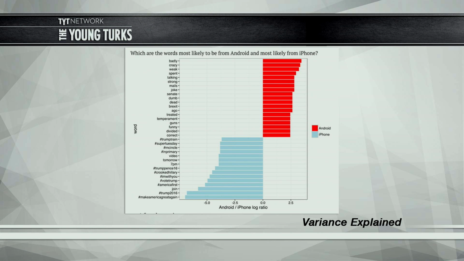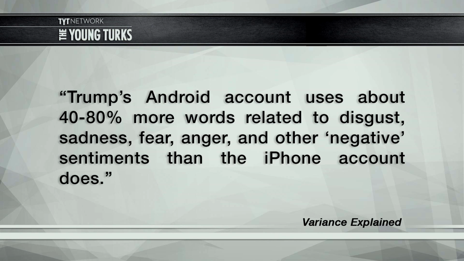And in fact, they found that Trump's Android account uses about 40 to 80% more words related to disgust, sadness, fear, anger, and other negative sentiments than the iPhone account does. Now, the iPhone account does try to look like Trump sometimes. It'll use the word sad at the end of a tweet, but the rest of the tweet is way too happy and well-adjusted to actually have been the man himself. So why does this matter? It's because apparently that Android account has been used less and less, and fewer of the tweets are actually looking like they came from the man himself.